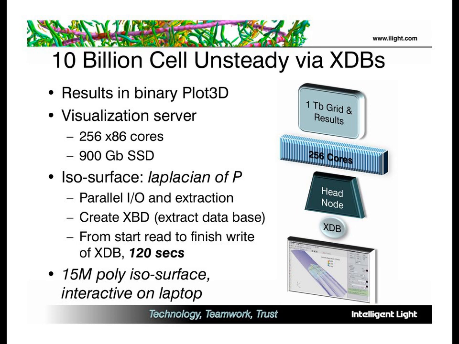So this is a key point, by the way, if you're setting up a Viz server, is to have a solid state disk that your compute nodes can load things into for the post-processing. It makes things very, very fast. So we used 256 cores, 256-way parallel FieldView, read the data, did an isosurface, calculating the Laplacian of P. We created an extract XDB of the isosurface, and from start to finish, so starting the read to writing the XDBs, it was 120 seconds per time step. But once we had the XDBs, each time step was 15 megabytes, not gigabytes, megabytes, and it was able to be looked at interactively on a laptop.